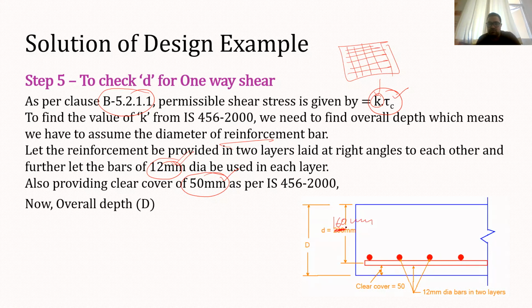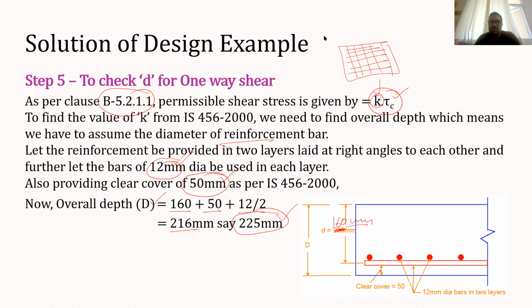So D is equal to 160 mm, and here 160 is the effective depth plus clear cover plus half of the dia of the bar. So that gives us the D value, and adding that we have the D value as 216, and for the sake of convenience we will round off this value to 225. And now for this overall depth we will try to find out the value of K.